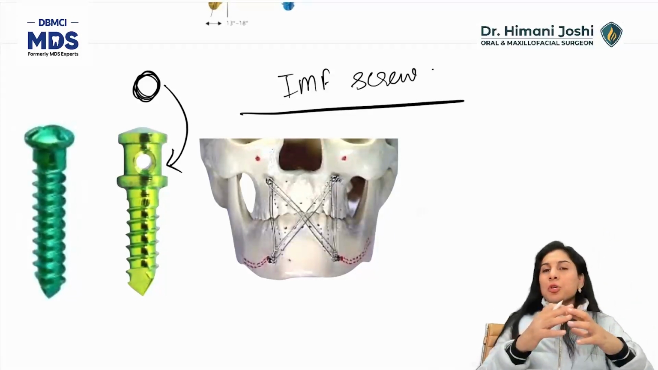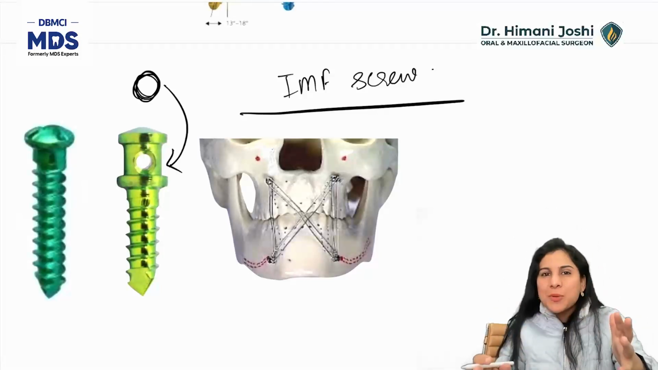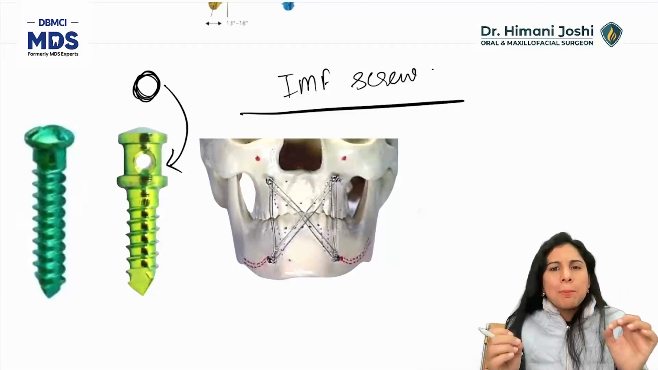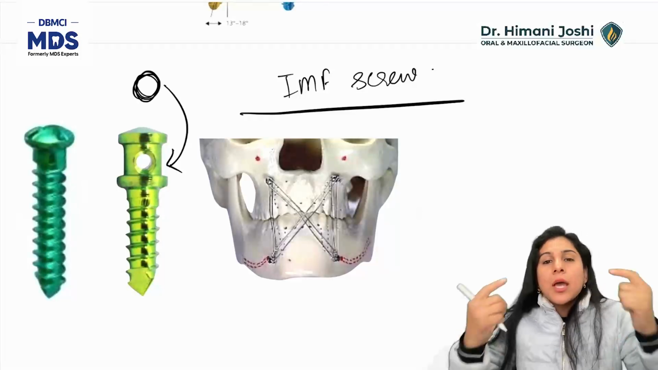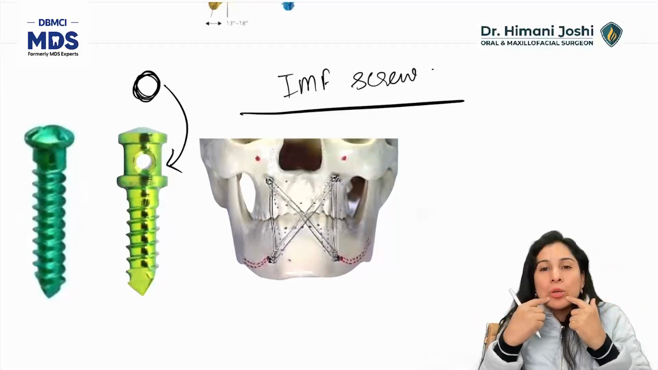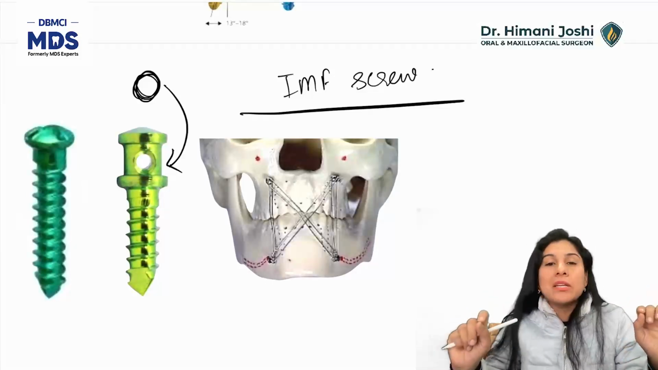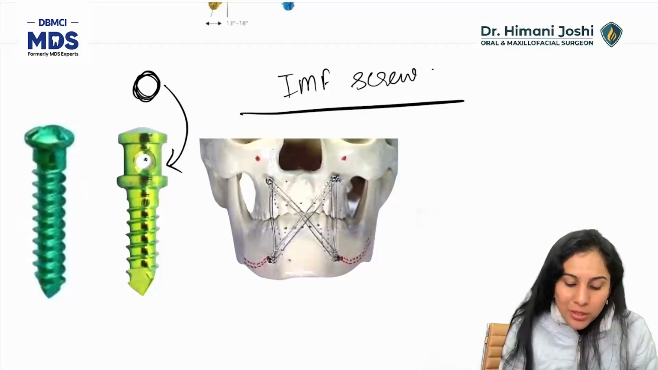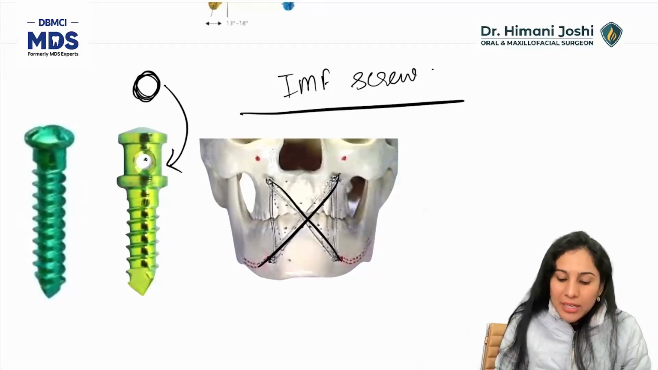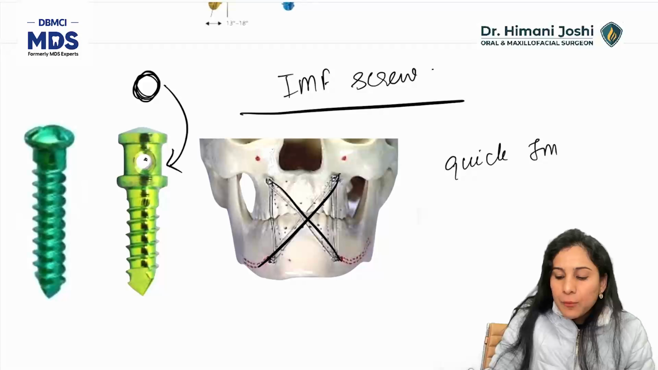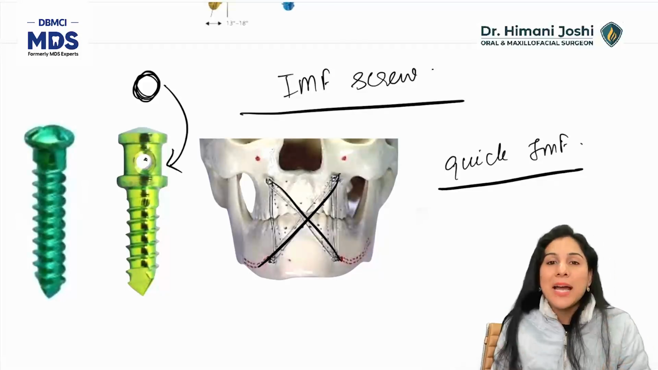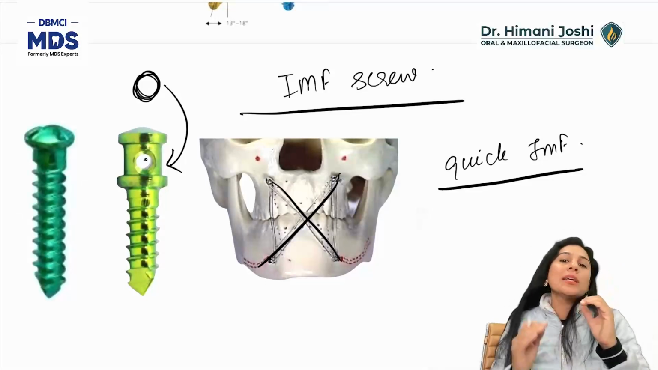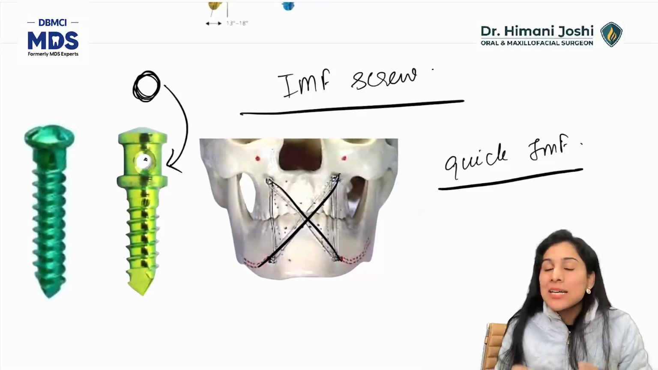If I have to do an IMF in a minimally displaced or undisplaced fracture, and I don't want to put an arch bar or I don't know how to put an arch bar, I can simply take 4 or 6 IMF screws and put them in the maxilla and in the mandible per mucosally. I don't even need to do any dissection. Just through the mucosa, I can put 4 screws, and using this hole, I can put wires and do a very quick IMF. Very quick intermaxillary fixation can be done with this kind of screw, which is exactly like the normal screw but with a hole in the head of the shank portion. So these are the IMF screws.